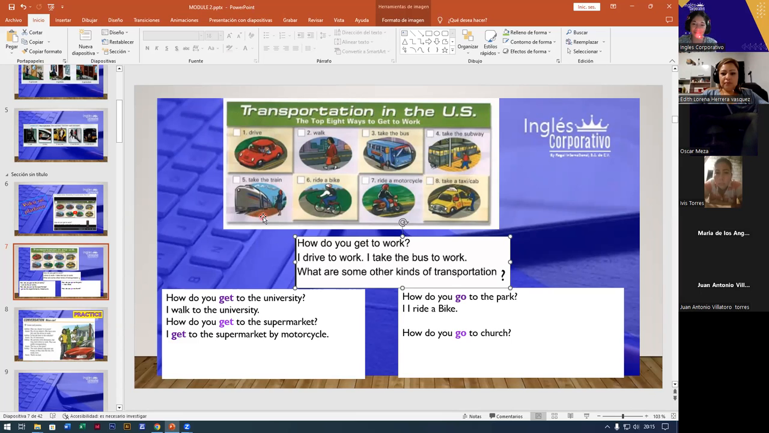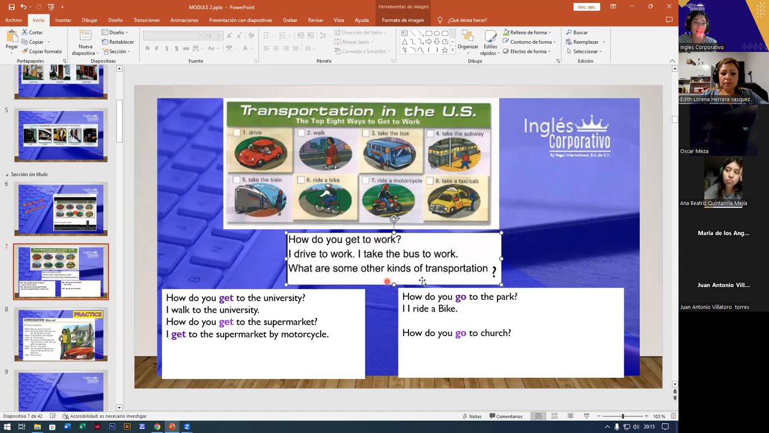Take the train. Do we have the train in El Salvador in the actuality? No, right? In the past, yes, it existed. But not in the present. Now, we have some examples here. It says, how do you get to work? That's como llegas. How do you get to work? I drive to work. I take the bus to work.